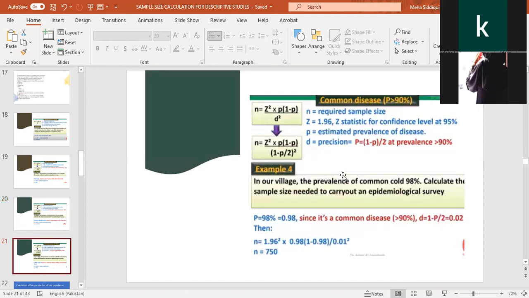Now, if disease is very common, that is the prevalence is greater than 90%, then we have this formula, that is 1 minus precision over 2, and then we take the square. Example, in our village, the prevalence of common cold is 98%. Calculate the sample size needed to carry out an epidemiological survey. The prevalence is 98, that is 0.98, and it is a common disease that is greater than 90%. So we will have this change in the formula. Then putting all these values, we will get the sample size of 750.